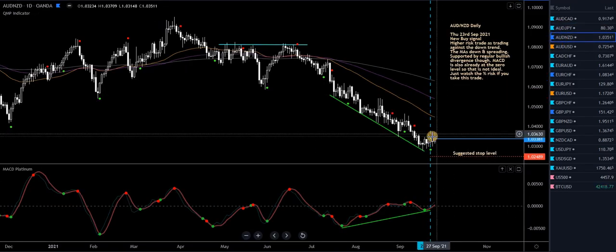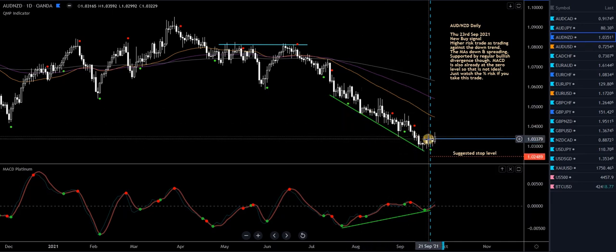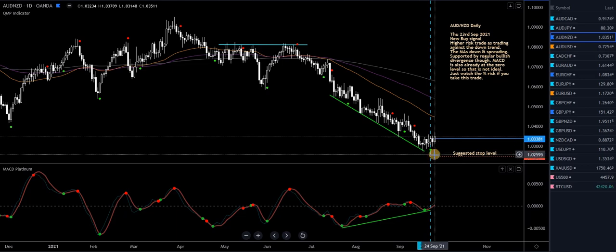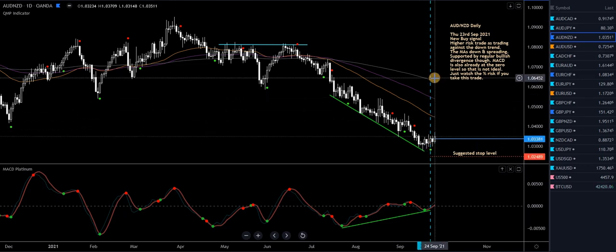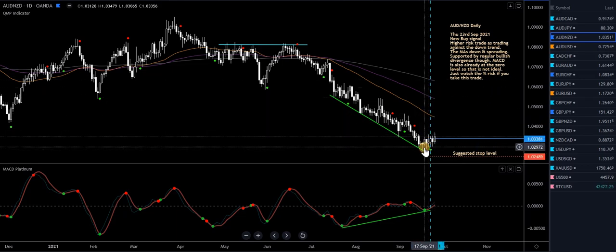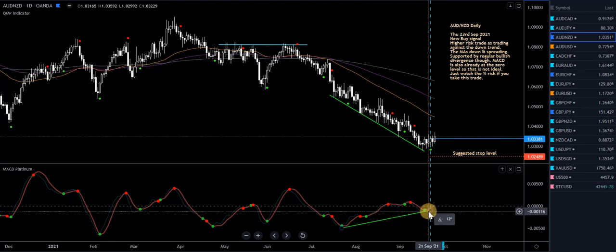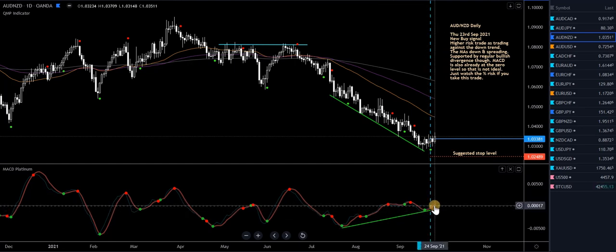Aus New Zealand, buy trade, high risk, regular bullish divergence. Again, read the notes. We're going against the trend. Look at the MAs starting to spread to the downside. This is going nowhere fast. The MACD Platinum is just below the zero level. We're already through the zero level.